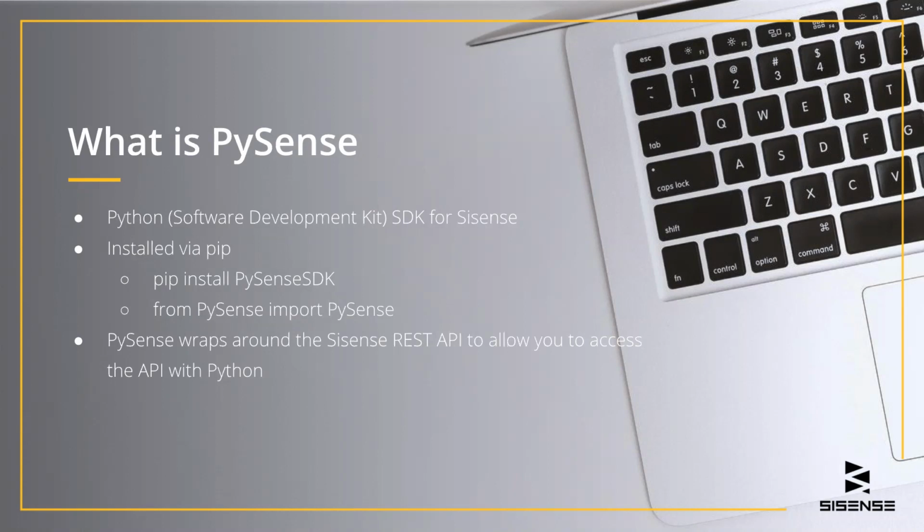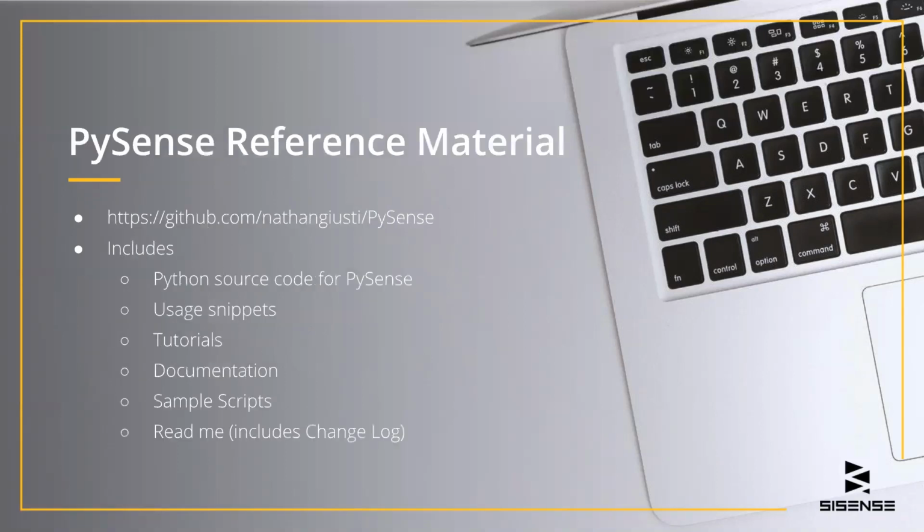What PySense does is it wraps around the Sisense REST API to allow you to access the API with Python. What this means is if you look at the actual REST API, it can be relatively complicated. You have to know various aspects of your cube in order to query things, or you have to know aspects of the roles in order to do things with them. And you have to track all of your login information and your bearer keys. So what PySense does is it wraps that all up and makes that code much easier to write, much simpler, much quicker. So let's go ahead and talk about some of the reference materials that you can use.